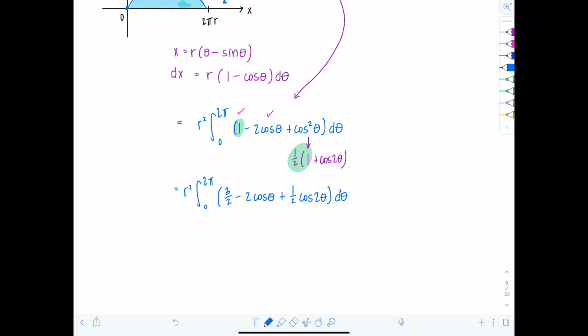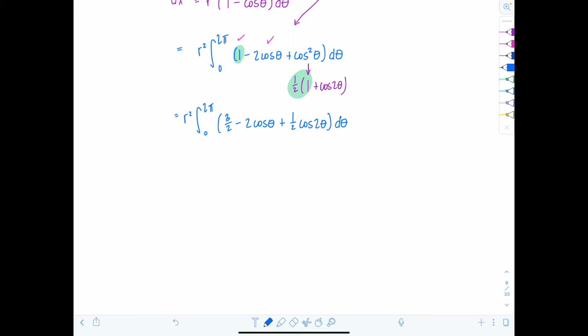All right, now it's time to anti-differentiate. Let's go. So leave that r squared out there. Then we have 3/2 theta. Antiderivative of -2 cosine theta, that's going to be -2 sine theta. And then antiderivative of 1/2 cosine 2 theta is going to be positive 1/4 sine 2 theta, right? Don't forget to divide by that 2, from 0 to 2 pi. Oh my goodness, we're doing so well.